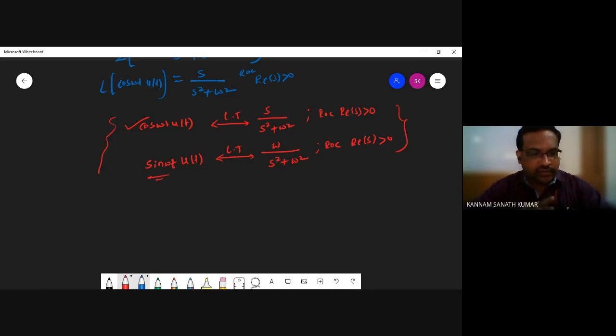Some more functions are there: hyperbolic sine and cosine functions, damped sine and cosine functions, and damped hyperbolic functions. So three more functions are there. After completing this, we will see some numerical problems based on the Laplace transform. After this, we can go for the Z transform.